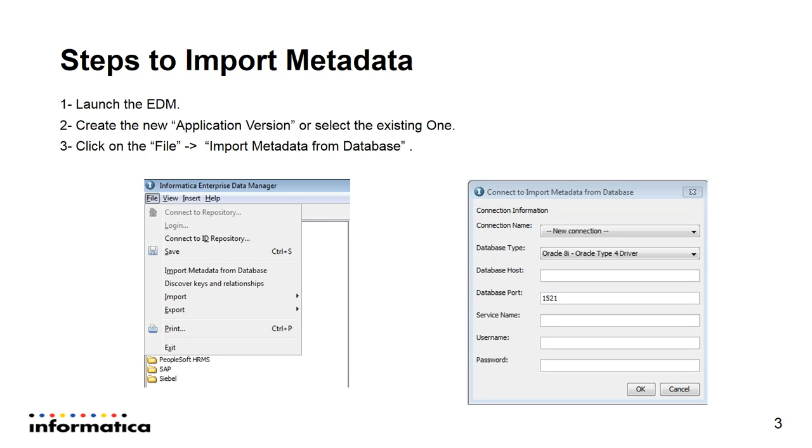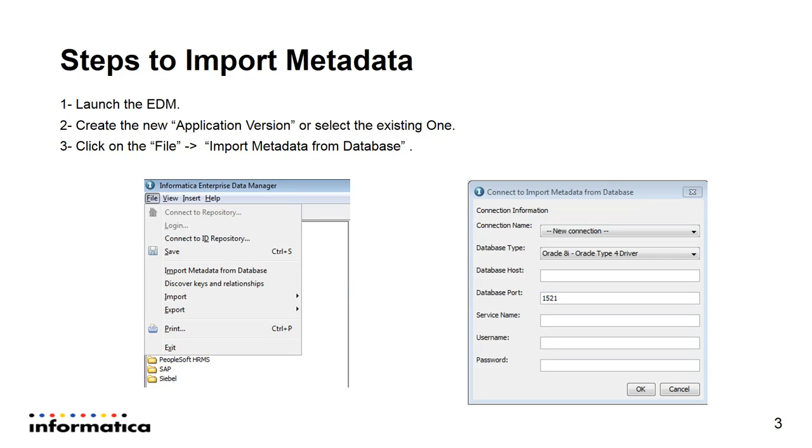After that, we can click on New Product Family Version to create a new application version, as well as if there is an existing application version, we can click on that to select it. After that, we need to click on File, Import Metadata from Database.